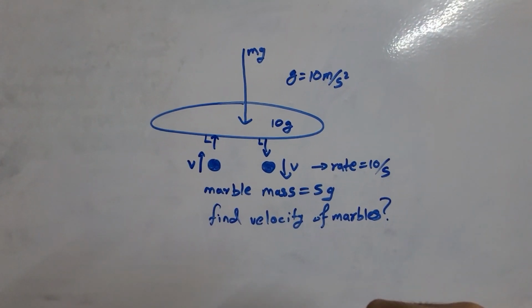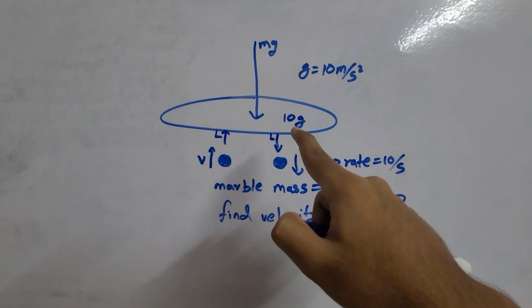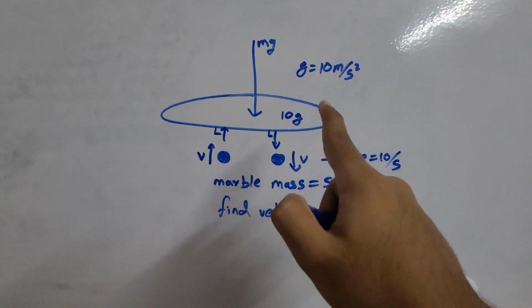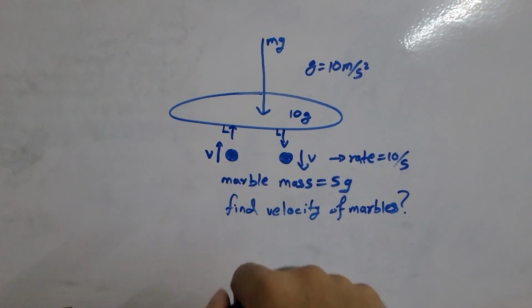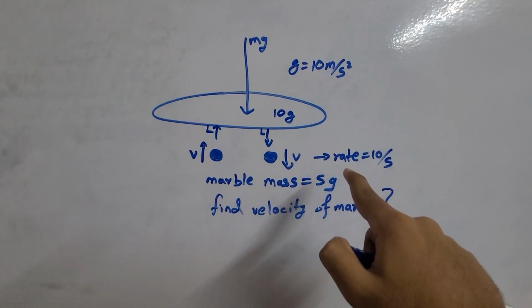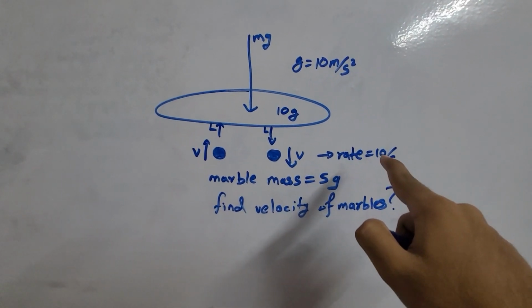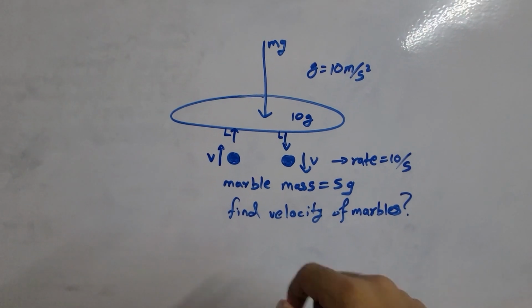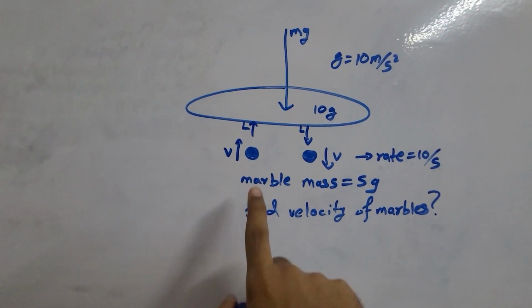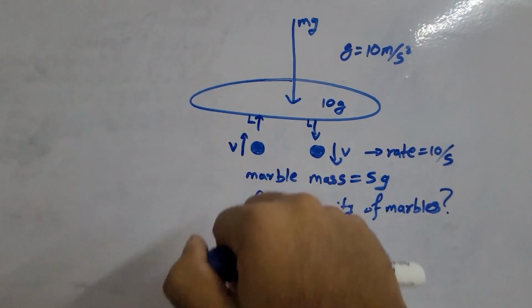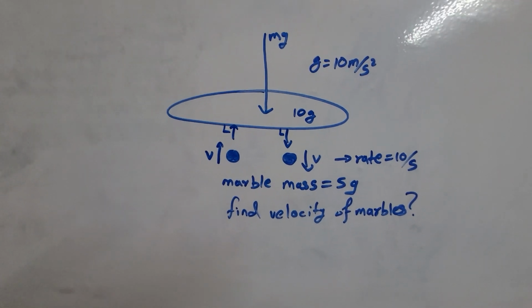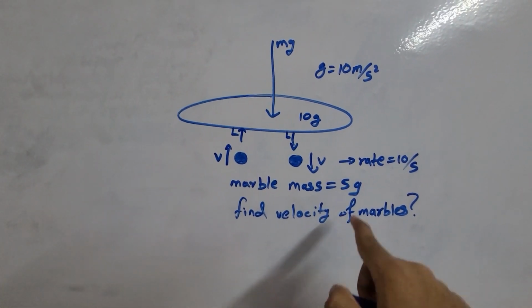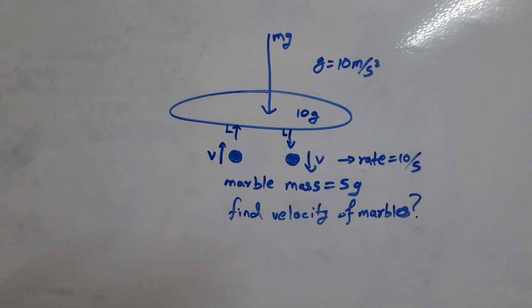Let's take a look at this question today. There is a disc of mass 10 grams. It is kept floating in air by throwing some marbles at it from the bottom. Now the rate at which these marbles are thrown is 10 marbles per second. The mass of each marble is 5 grams and all these marbles impact at an angle of 90 degrees to the disc. Now we have to find the velocity of these marbles so that the disc remains floating in air.